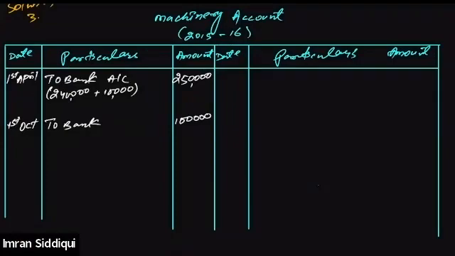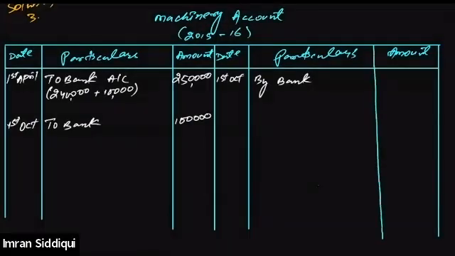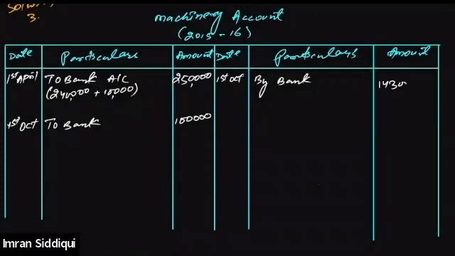That means this transaction needs to be recorded on the credit side of the machinery account. We'll write this as on 1st of October 2015, by bank. Which machinery was sold? The machinery that we bought on 1st of April 2015, sold at a value of 1,43,000. All right, I hope this is clear. Is it clear?